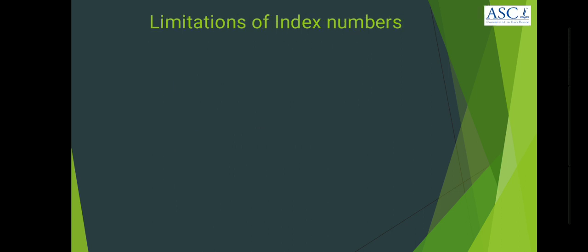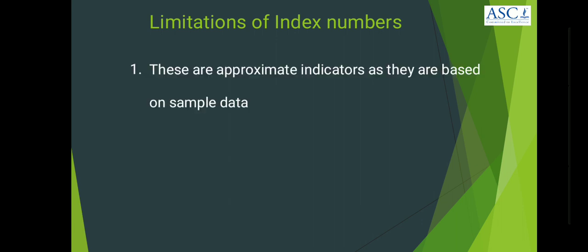Next stage, limitations of index numbers. The first one, index numbers are approximate indicators as they are based on sample data. Means, in the construction of an index number, usually sample data is taken instead of entire population data because of constraints of resources. Hence, index numbers are just approximate indicators, not the actual indicators, as they are based on sample data.